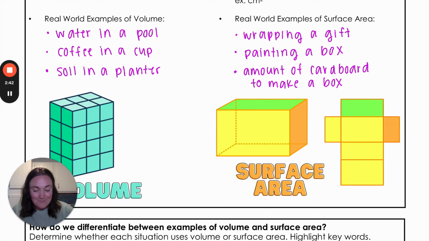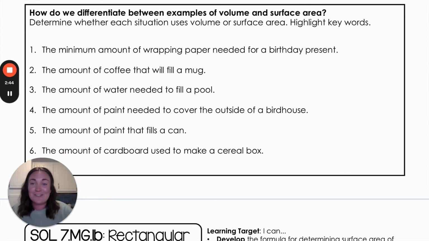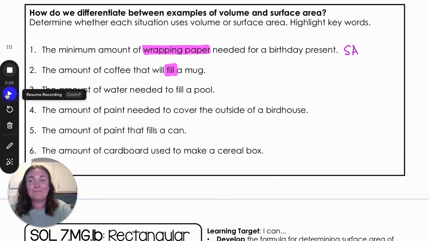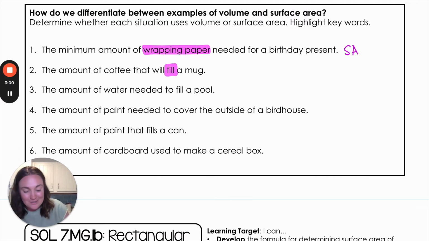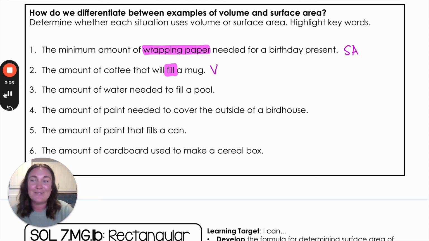Let's see if you can put that to the test and figure out what each of these is. So number 1, the minimum amount of wrapping paper needed for a birthday present. Wrapping paper is on the outside of something, so this is going to be surface area. Number 2, the amount of coffee that will fill a mug. Filling something up is going to be volume. All right, pause the video here and try the rest of them on your own. Hopefully we get them all correct.